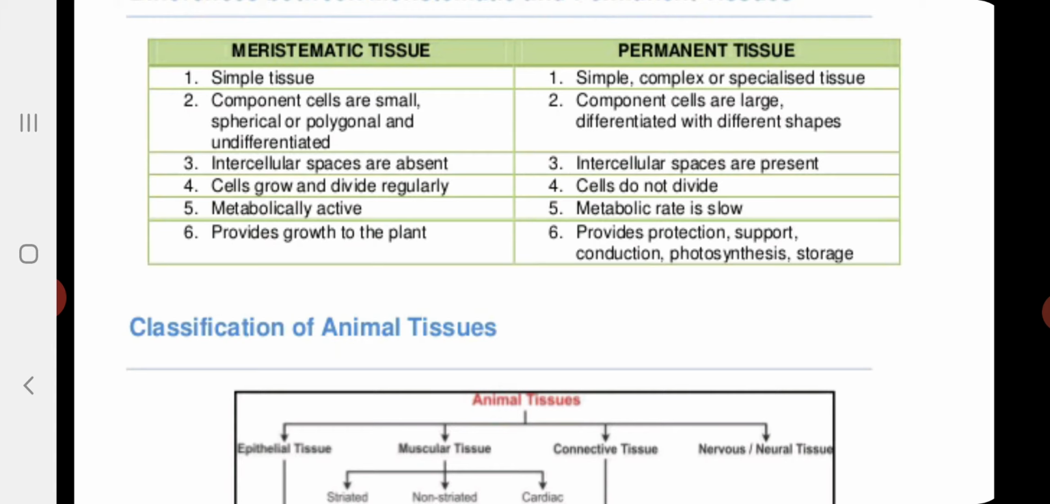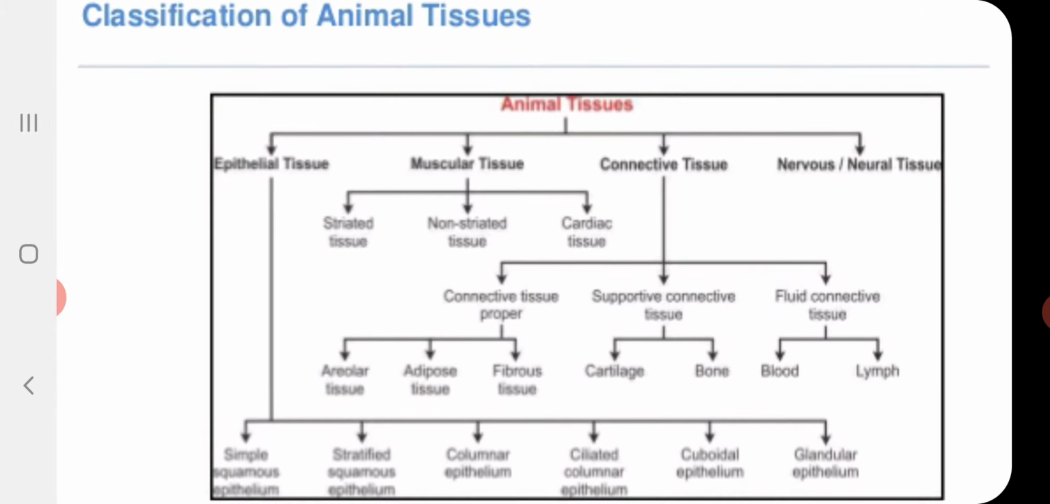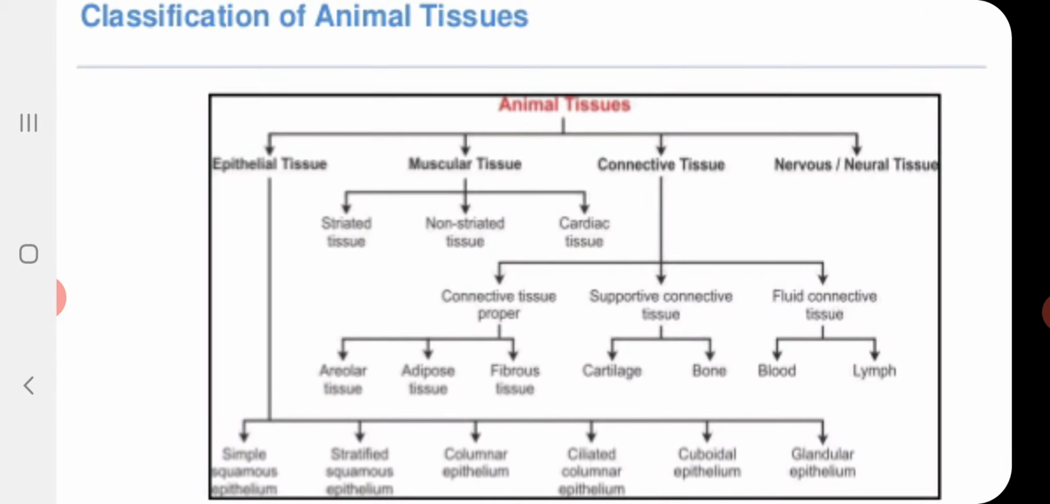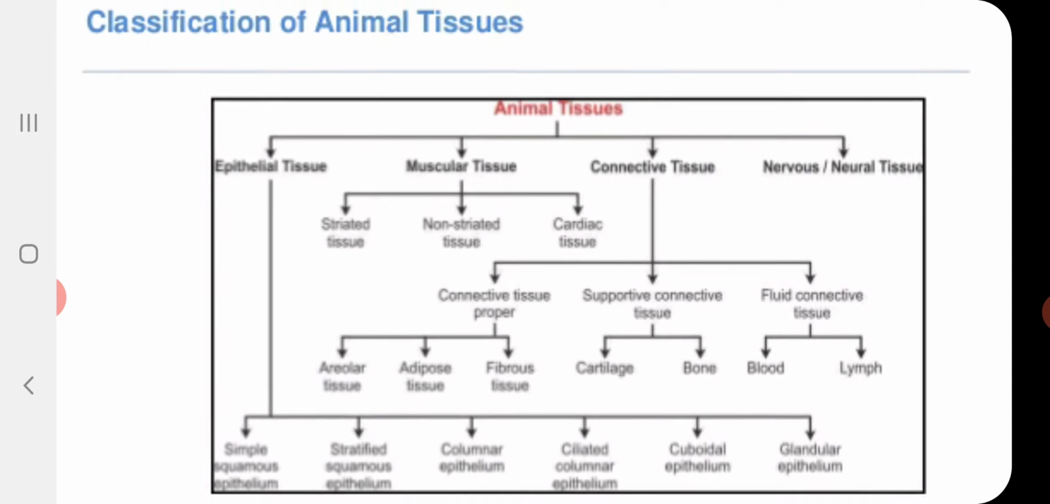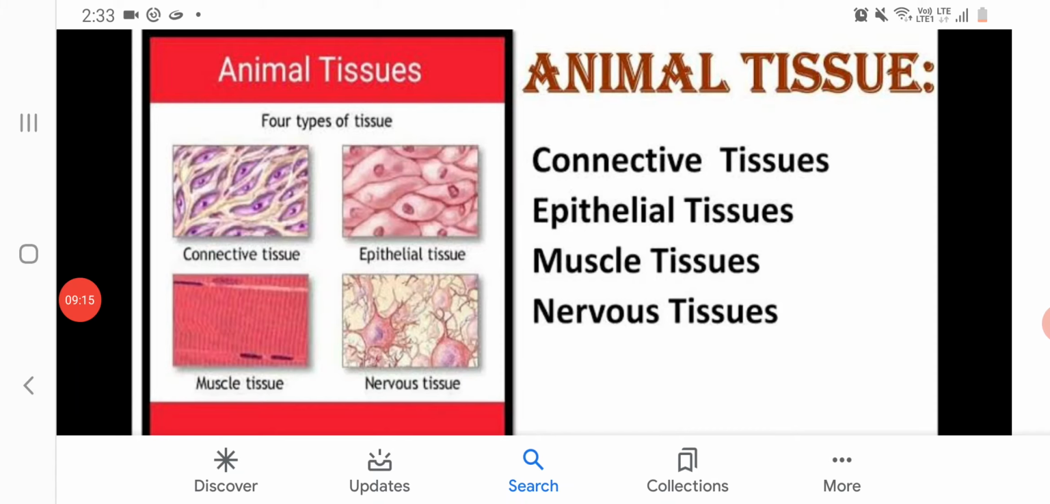Like this, we are now going to see the classification of animal tissues. Like plant tissues, animal tissues are classified into four groups: epithelial tissue, muscular tissue, connective tissue, and nervous tissue. Now you can observe these are the four types of animal tissues: connective tissue, epithelial tissue, muscular tissue, and nervous tissue.